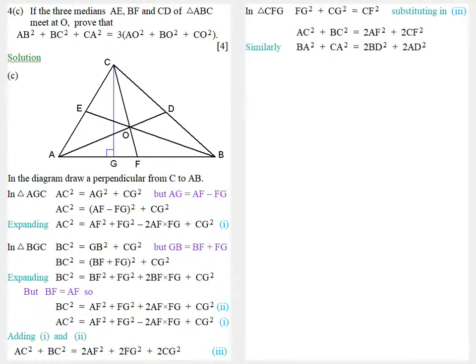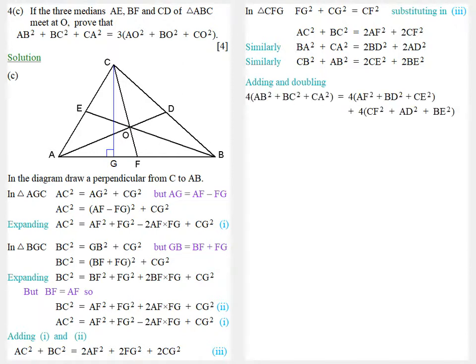We can do exactly the same again to get BA squared plus CA squared equals 2BD squared plus 2AD squared. We can do it a third time using the third median, CB squared plus AB squared equals 2CE squared plus 2BE squared. If we add the last 3 lines together and double them, we get 4 into (AB squared plus BC squared plus CA squared) equals 4 into (AF squared plus BD squared plus CE squared) plus 4 into (CF squared plus AD squared plus BE squared).